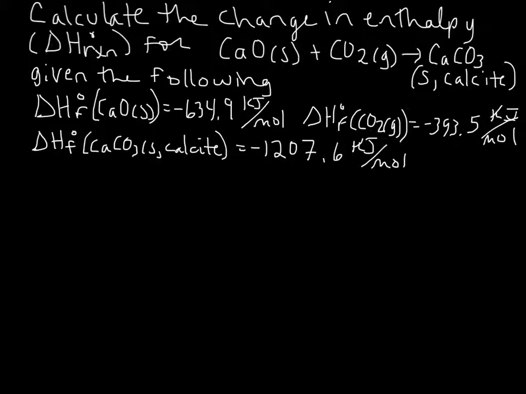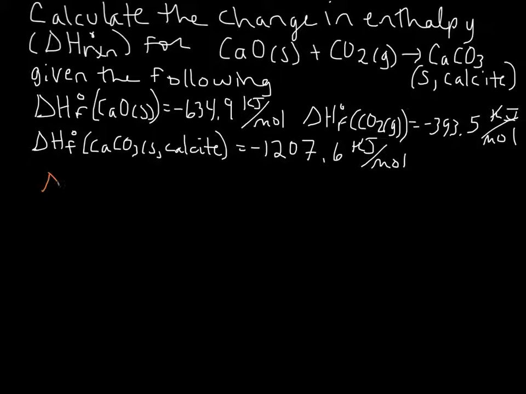Okay? And so we are given the following information that we could also find in the table of thermodynamic quantities. And these are delta H of formation, or the standard enthalpies of formation for each one. So we have calcium oxide, carbon dioxide, and calcite listed there. And what we want to do is use those to calculate the change in enthalpy for the reaction. So let's remind ourselves of the equation that we're going to be using.